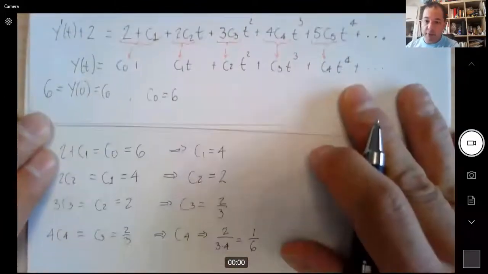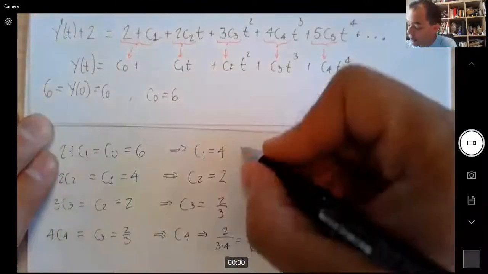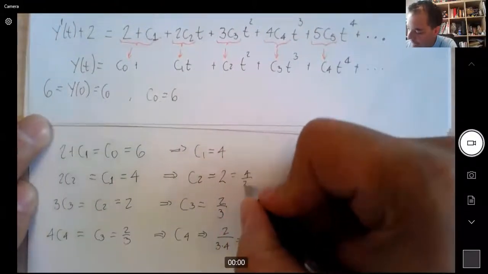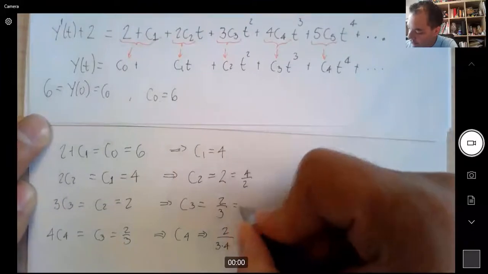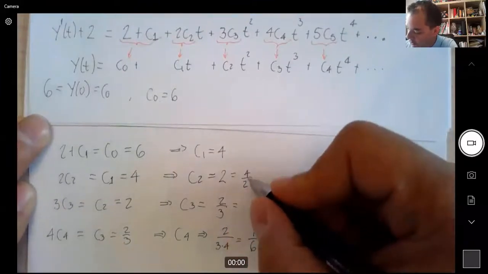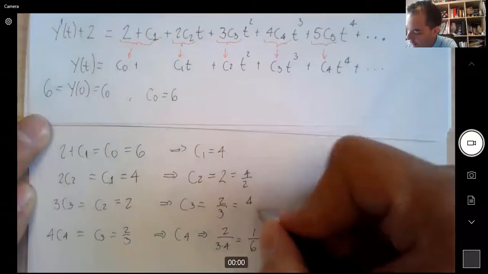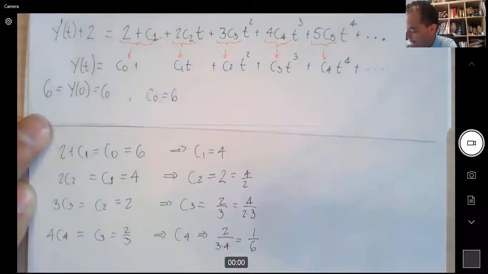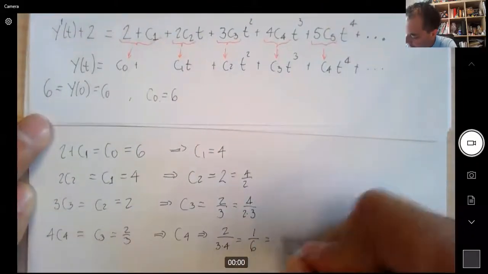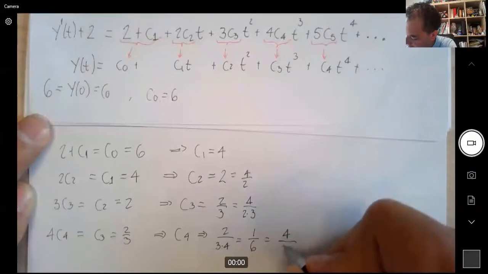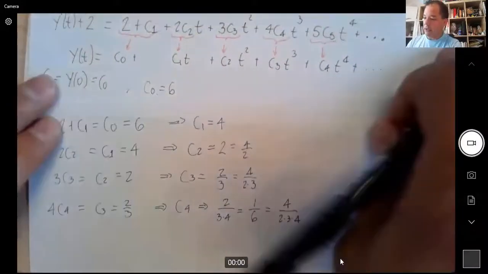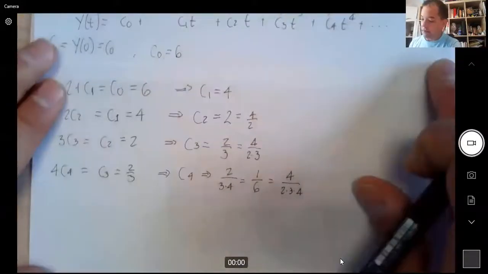Actually, better if we don't simplify it here so we can look for a pattern, right? So this 4 is actually 4 divided by 2. This 2/3 is actually the one we had before, which was 4 divided by 2 times 3. This one is 4 divided by 2 times 3 times 4. If you leave them like that, you'll recognize the pattern in an easier way. So let me do one more.